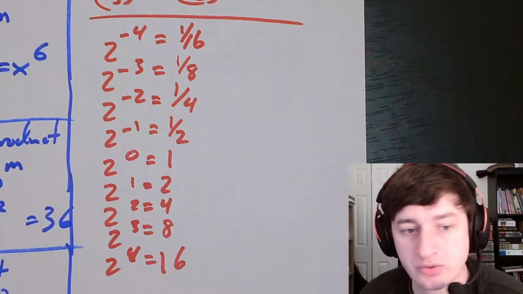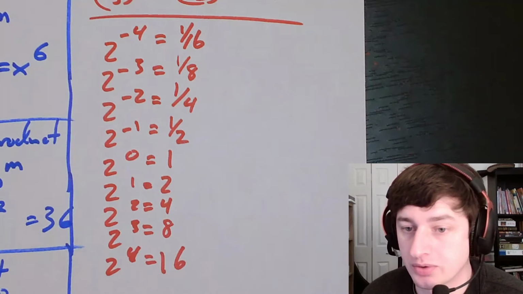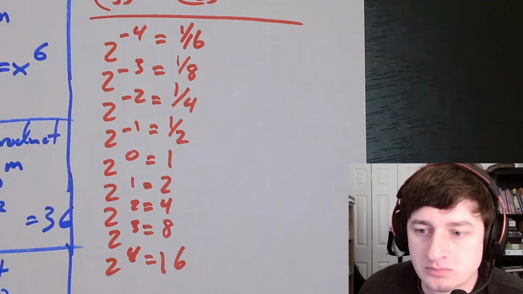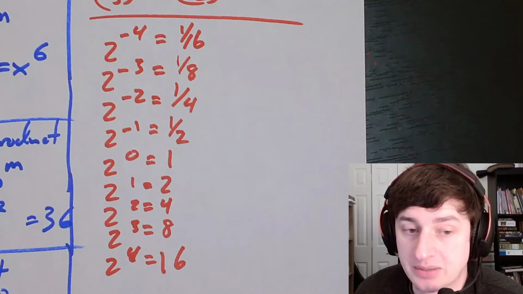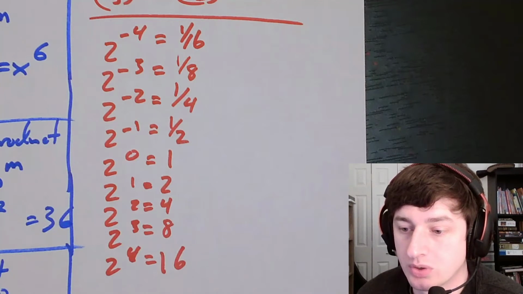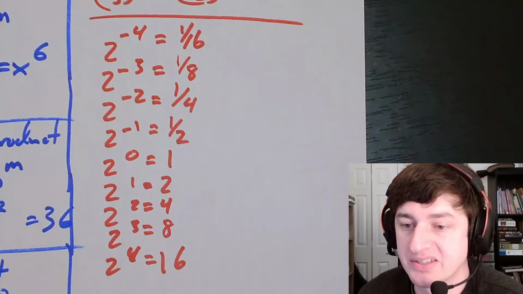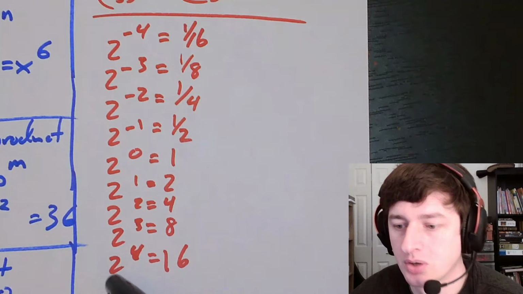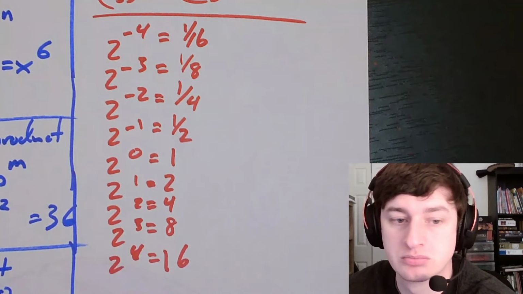Sometimes it's going to be 1 over something. Like in this case, it's 1 over 2. Sometimes it won't be. What if the base was negative 2? Oh, the base number? I mean, like instead of 2, it would be negative 2? Well, then your sign is going to switch.